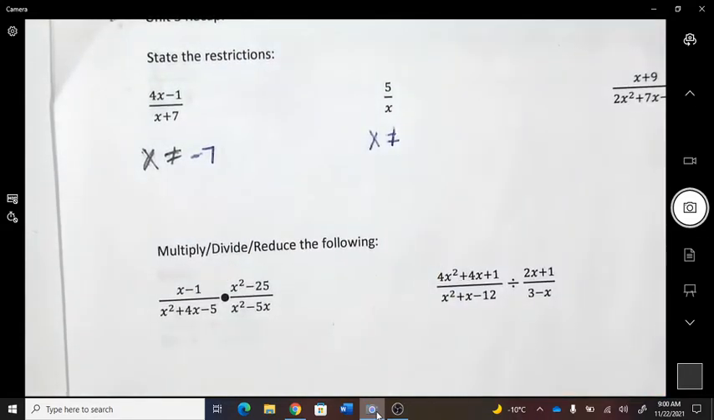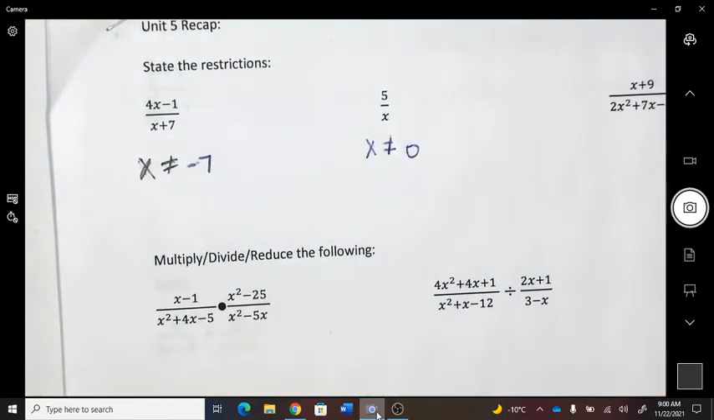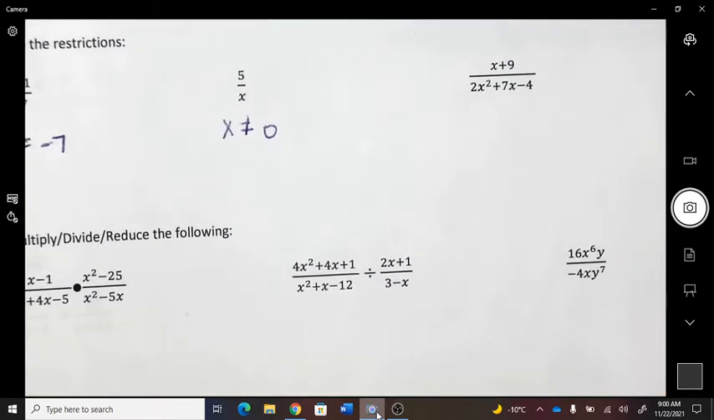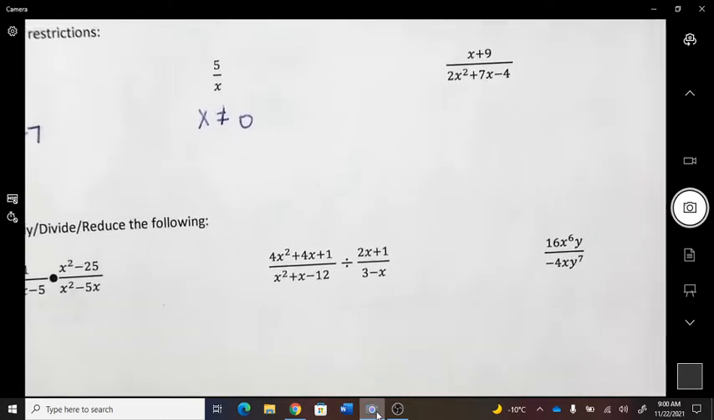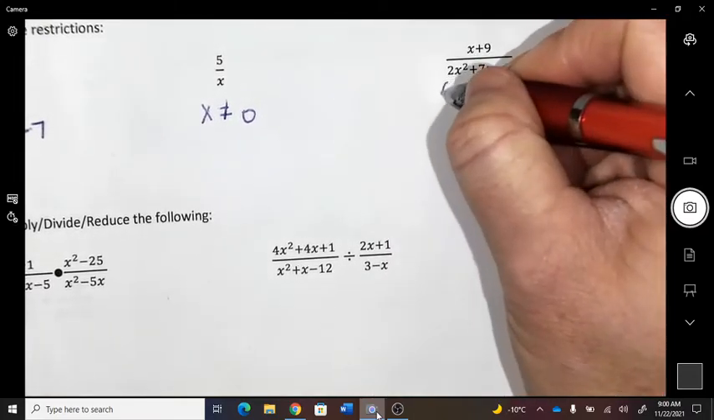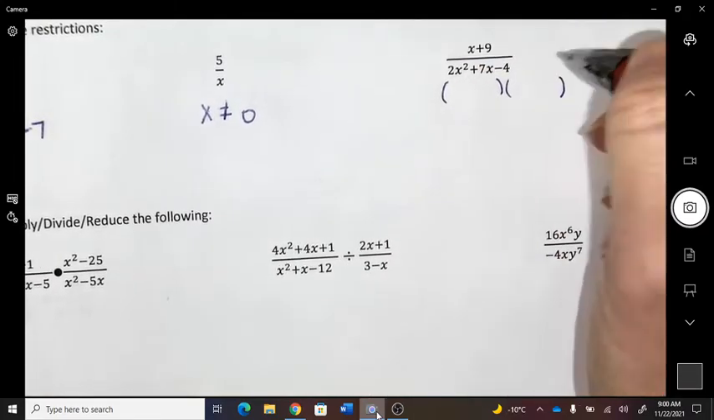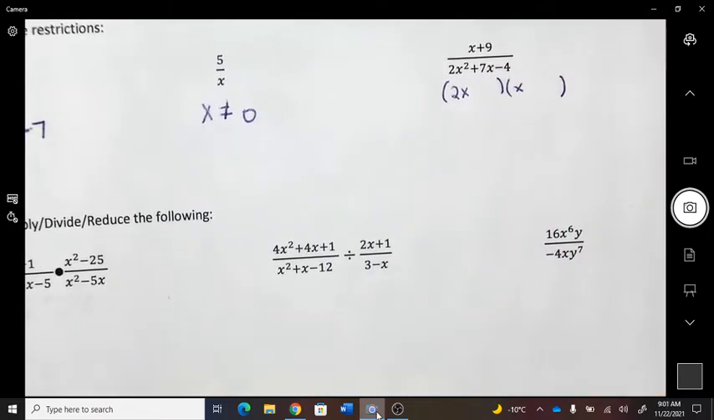Number 2, what is x not allowed to equal? Okay, it's not allowed to be 0 because then the bottom is 0. Number 3, there's something I maybe should do to this first before I decide that. So here I want to factor. Okay, so I know that there's only one possible way to do that. 2x and x.